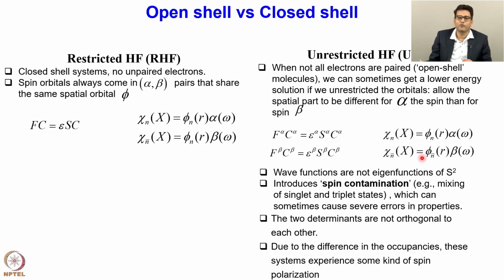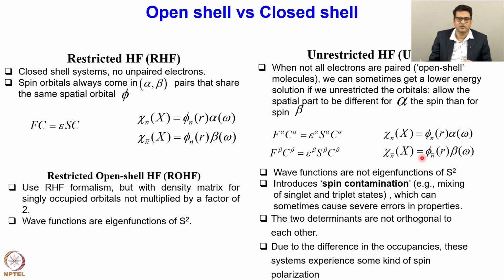And due to the difference in the occupancies, this system experiences some kind of spin polarization. So, it lowers the energy and slightly takes care of the picture which goes beyond the normal Hartree-Fock, a part of the electron correlation.